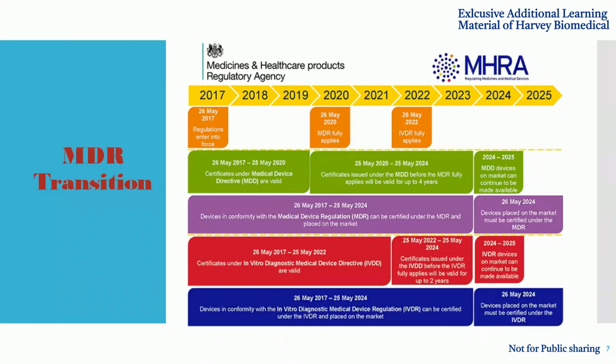Initially, when the Medical Device Regulation was enforced in 2017, they split it into medical devices and IVD, and there is a transition. For medical devices, a 3 years transition. For IVD, there is a 5 years transition. It means they want to switch over from the directives to the regulations. They gave certain timelines, 3 years, 5 years.